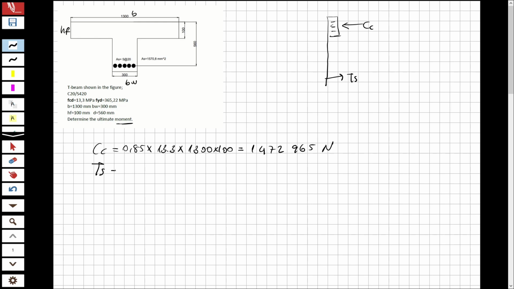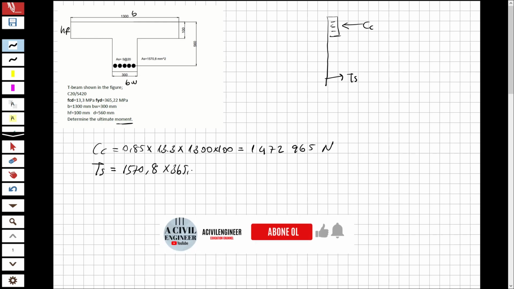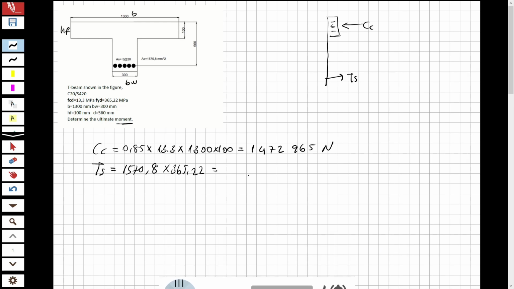Let's calculate for the tension steel also. And this will be the area of steel that is used. Now in the question you can see all reinforcements are given, and I also calculated the area of steel for you. You can calculate it easily. It's not something hard. Multiply by 365.22, the yield strength of the tension steel, and this will be equal to 573,687.576 Newton. Okay.